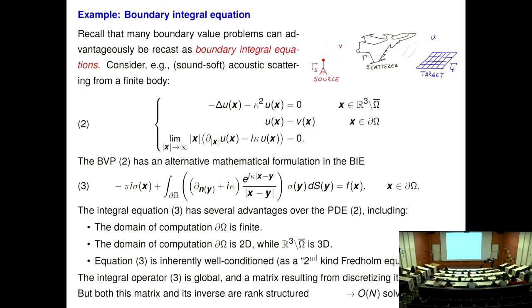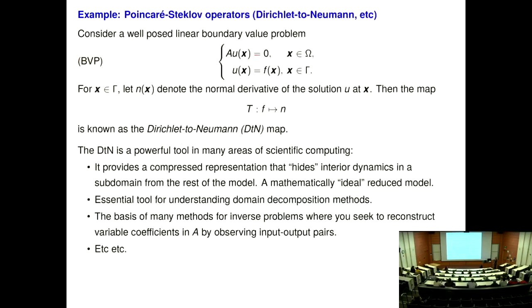Okay, so the point being that you can take this PDE that's written in the exterior of this domain, and you could instead write it as an equation that lives just on the surface of the aircraft, or whatever the scattering object is. So you can go from a PDE formulation in 3 dimensions to an integral equation that lives in 2 dimensions. And this is also a much more benign formulation. But when you discretize this, you get a dense matrix. But it has this rank structure that we're going to exploit.